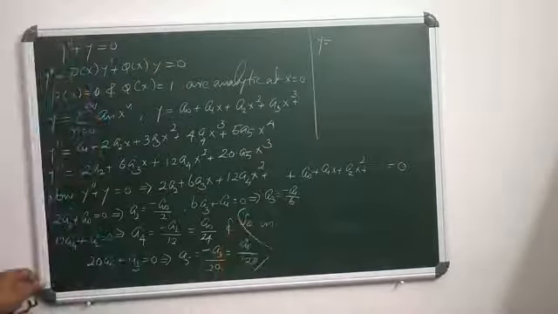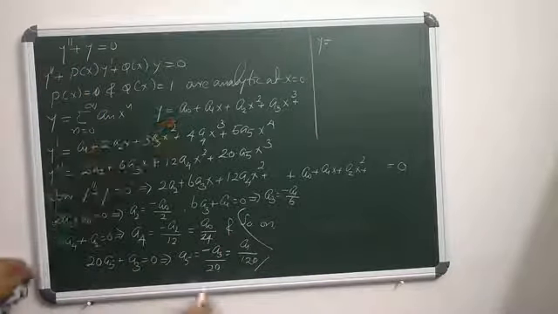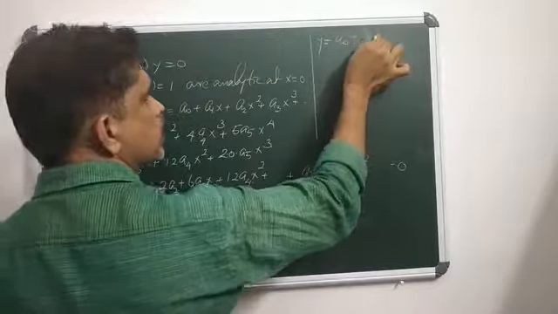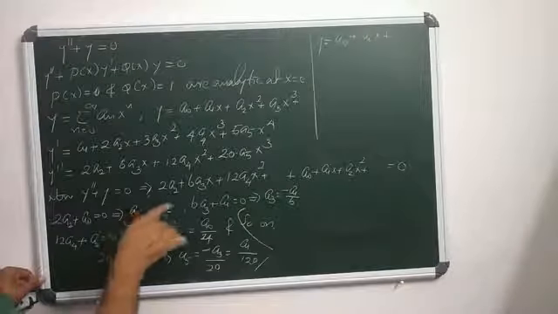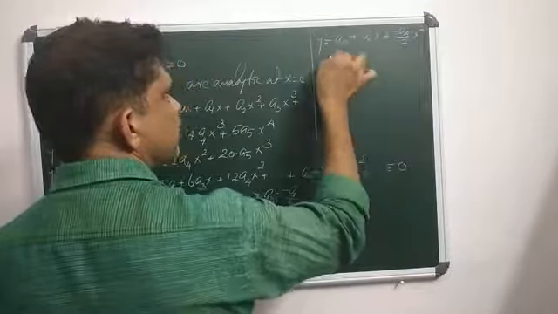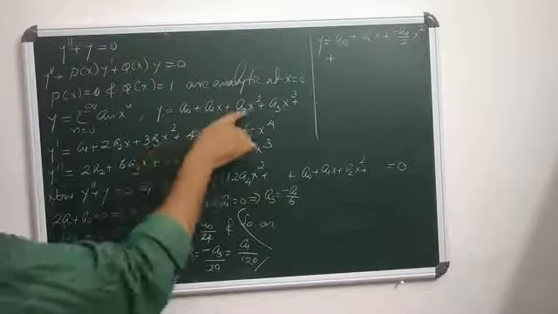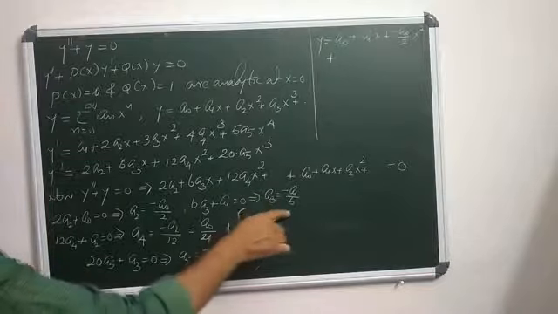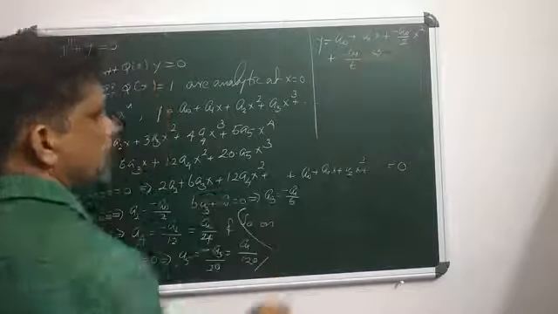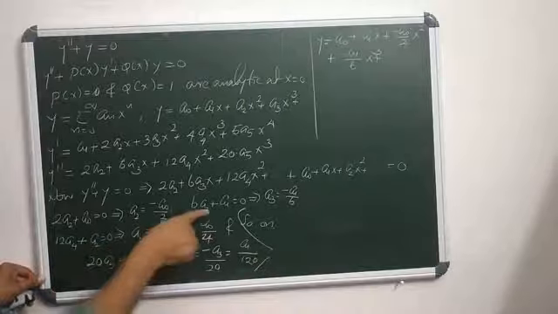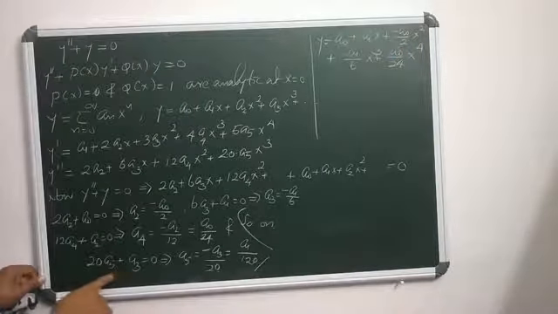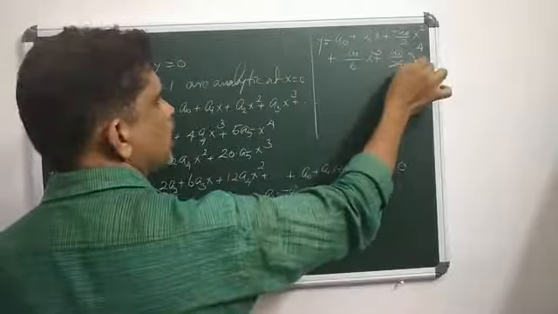Therefore, what about y? y equals a0 plus a1x plus a2x square, where a2 is minus a0 by 2, so minus a0 by 2 into x square, plus a3 x cube, where a3 is minus a1 by 6, so minus a1 by 6 x cube, plus a4 x power 4, where a4 is a0 by 24, so a0 by 24 into x power 4, plus a5 x power 5 in terms of a1, and so on.